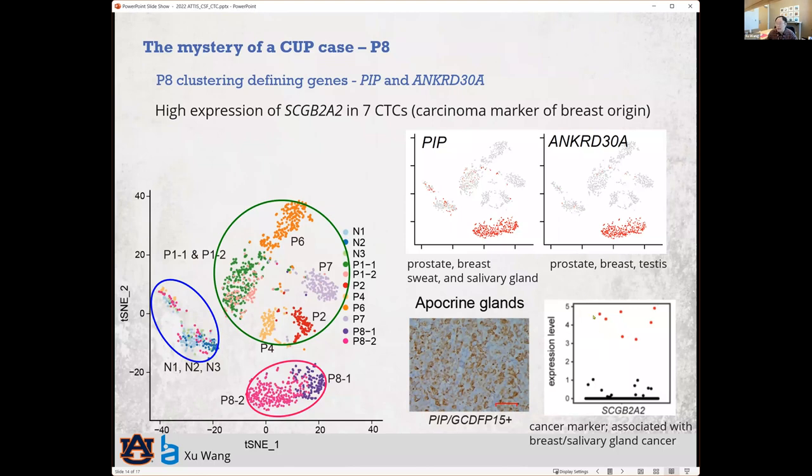So this gene is a carcinoma marker for breast origin. So we suspect this cancer could have breast origin. This was not tested because the patient is a male. The patient's spouse refused autopsy, and we were never able to confirm the primary origin, but hopefully the single-cell RNA-seq could give us some hint about the origin of this CUP case.